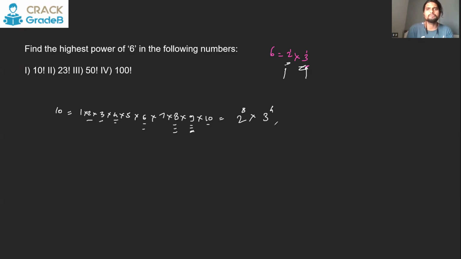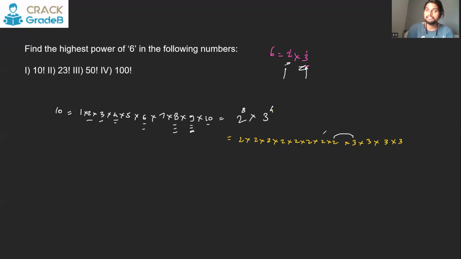1, 2, 3, 4. 3's power is 4. That means we have 4 number of 3's, but we have 8 number of 2's. So it's like 2 into 2 into 2 into 2 into 2 into 2 into 2 into 2. We have 8 number of 2's, but we have only 4 number of 3's. So how many 6's can be formed out of this?